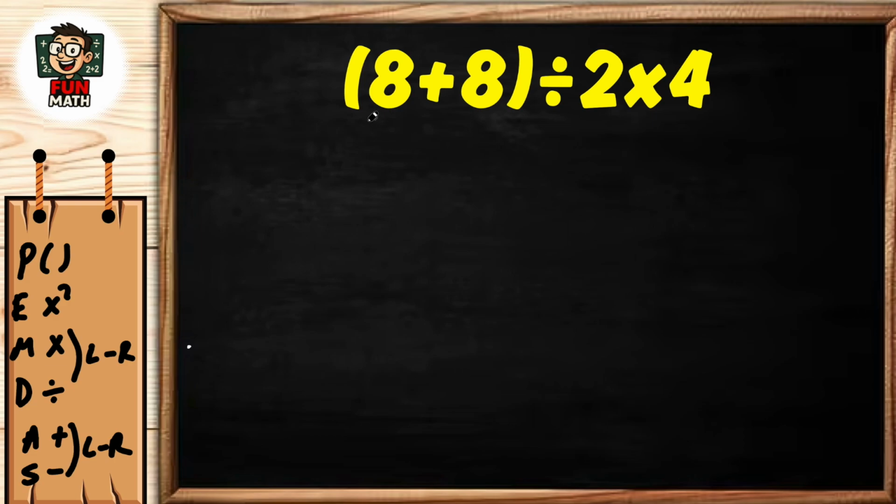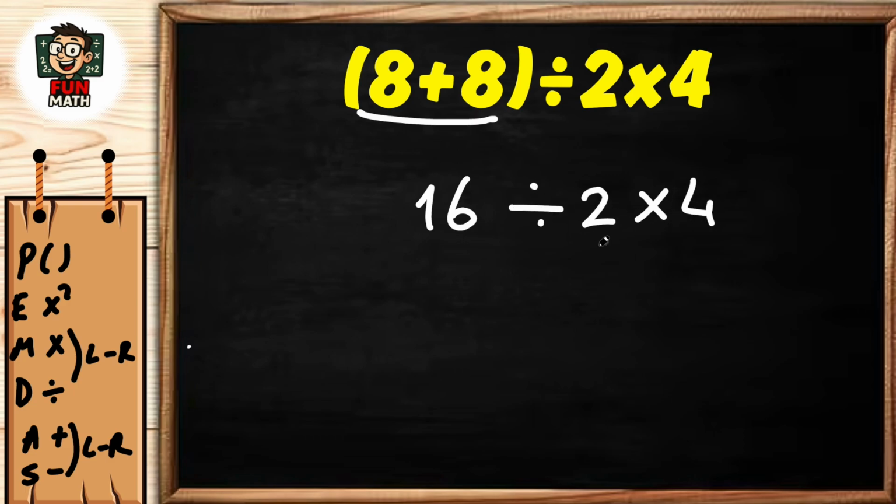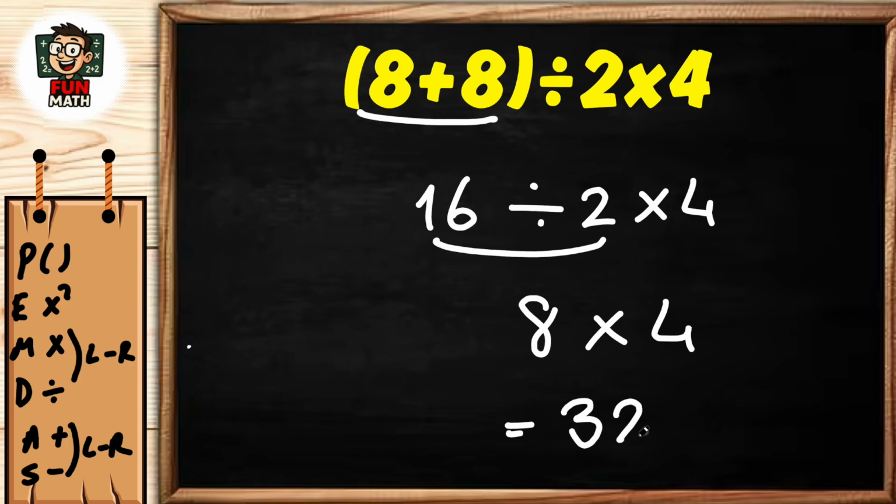First, we do the parentheses. 8 plus 8 equals 16. Now we have division and multiplication left. According to the rule, we work from left to right. Therefore, division is done. 16 divided by 2 equals 8. Last, we multiply. 8 times 4 equals 32.